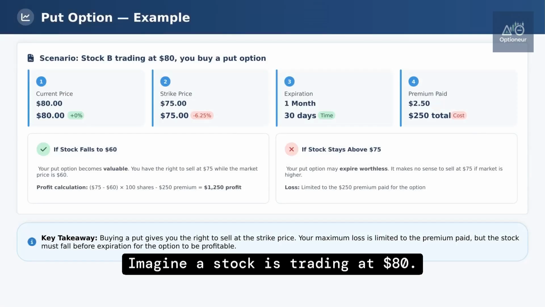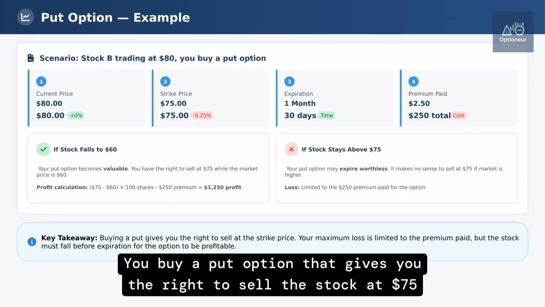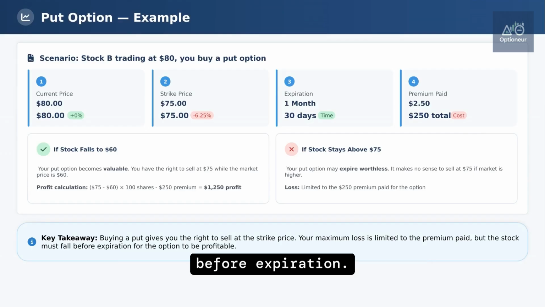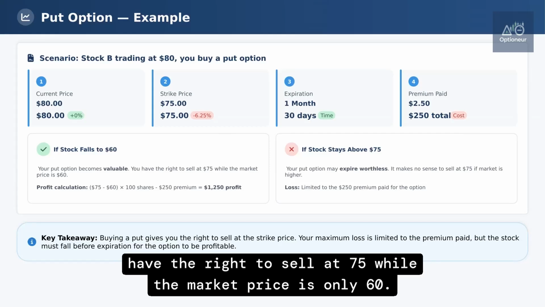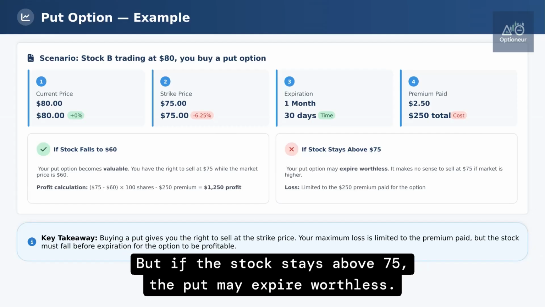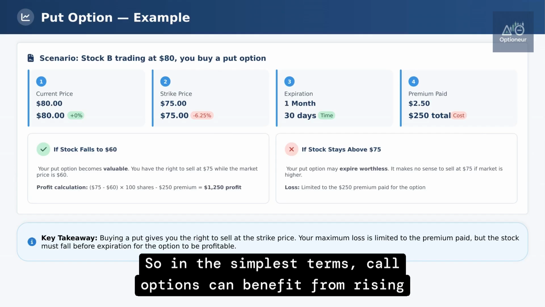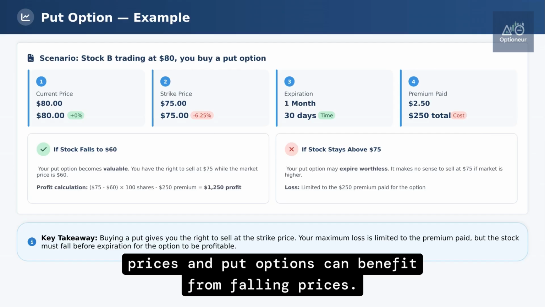Now let's do a put option example. Imagine a stock is trading at $80. You buy a put option that gives you the right to sell the stock at $75 before expiration. If the stock falls to $60, your put becomes more valuable because you have the right to sell at 75 while the market price is only 60. But if the stock stays above 75, the put may expire worthless. So in the simplest terms, call options can benefit from rising prices and put options can benefit from falling prices.